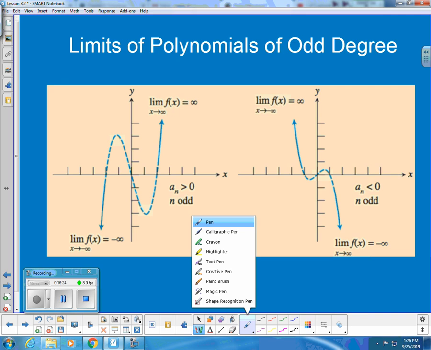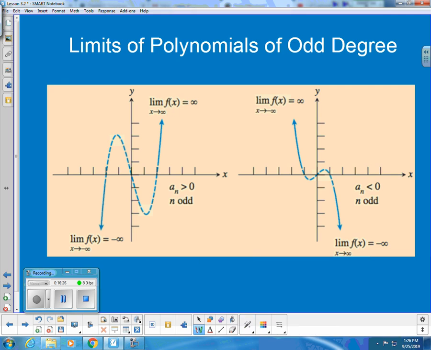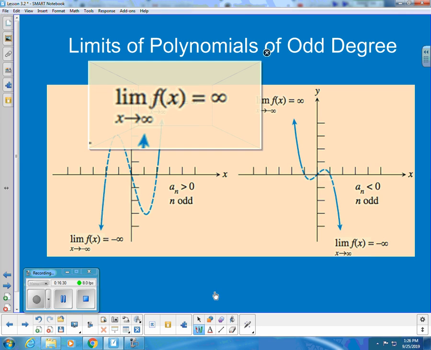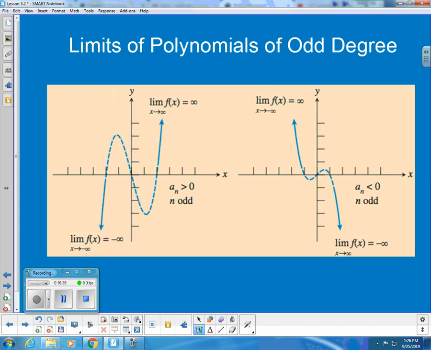Okay? So when I say, what's the limit? Let's see if I can bring this up a little bit. This is how we want to write it. What's the limit of the function as x approaches infinity? So if you're looking at this function, as x approaches infinity, on the right side, the graph is going where? Up. So it's infinity. On the left side, as x is going to negative infinity, where's the graph going? Down to negative infinity.